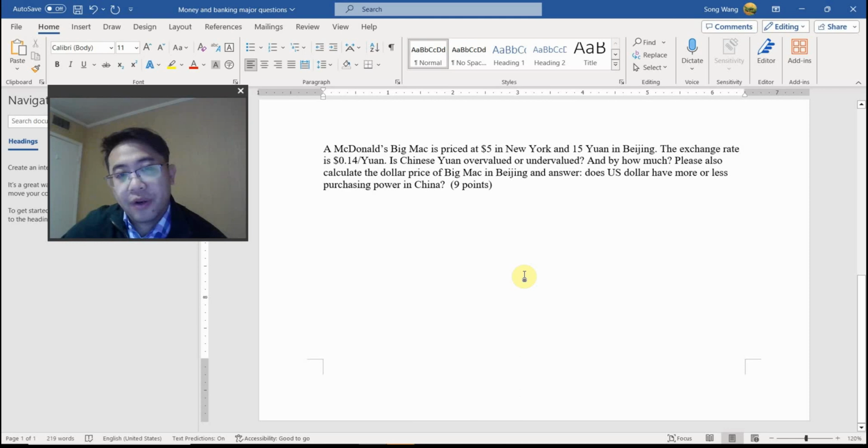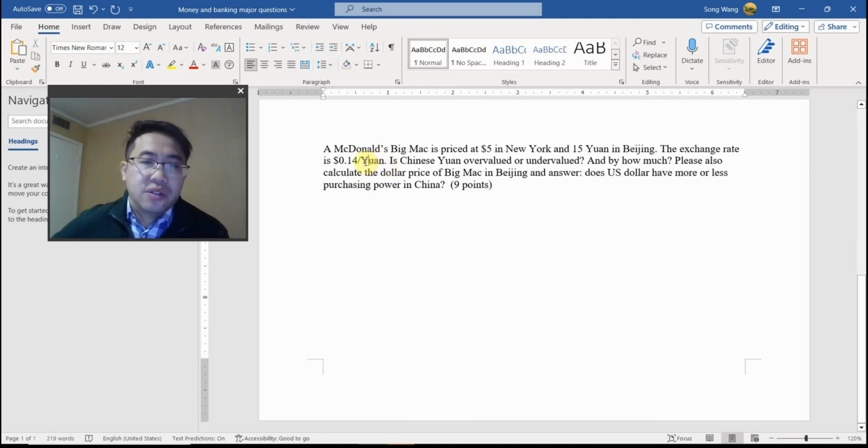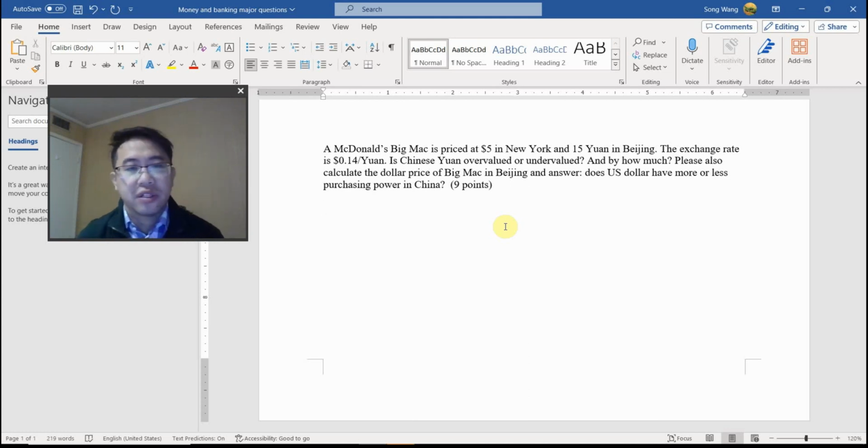Okay, so that's $0.14 per yuan, and that is the direct quote for Americans. Because for Americans, Chinese yuan is a foreign currency, it's a foreign commodity. So they just use the dollar price for each Chinese yuan. But for us, for Chinese, our direct quote would be like 7 yuan per dollar, because for Chinese, the dollar is the foreign currency, so we use our local currency to measure dollars. So that's 7 yuan or 6.8 yuan per dollar.